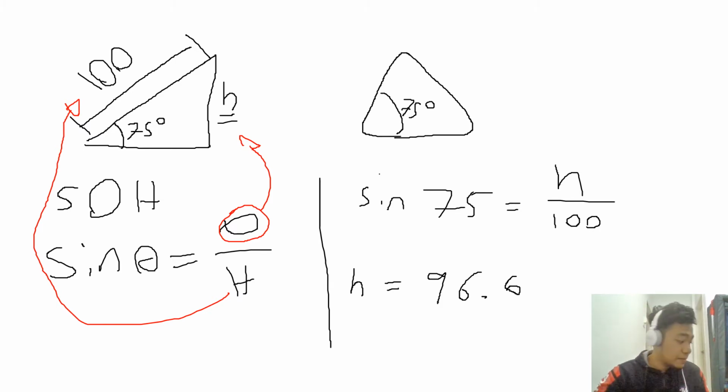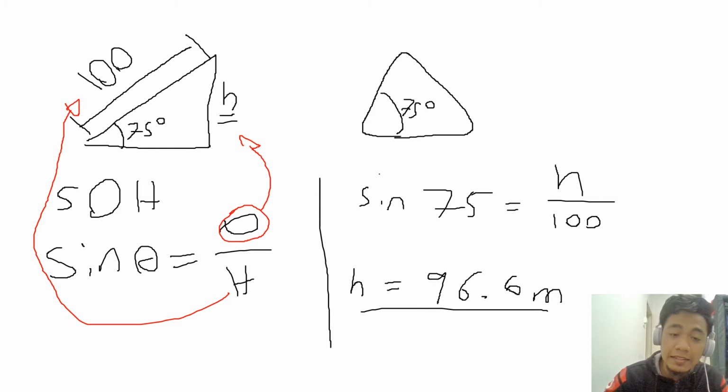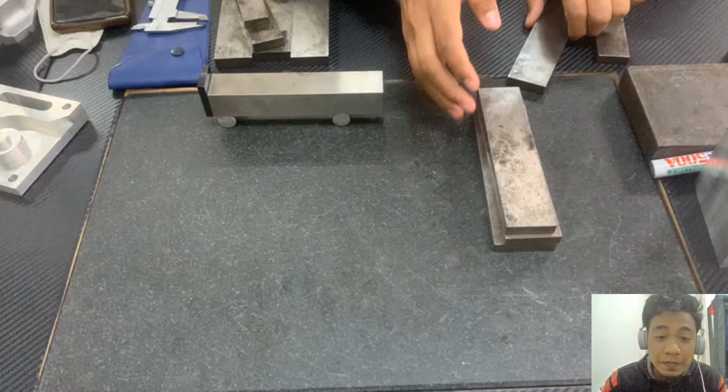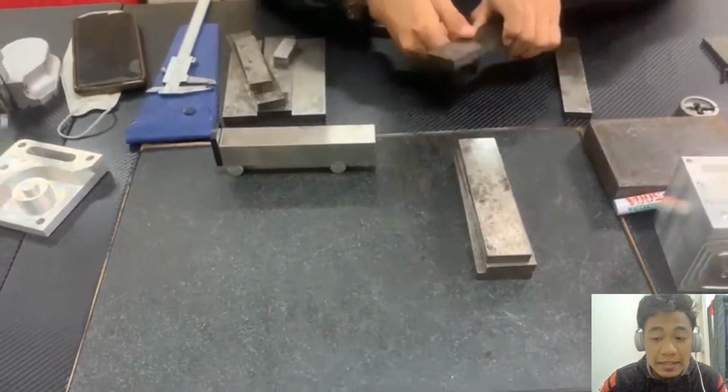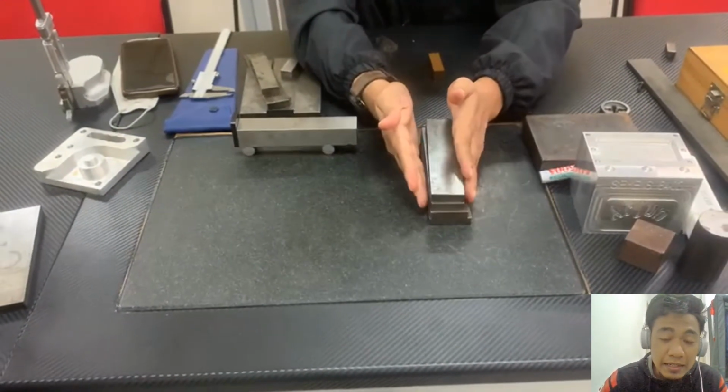Let me calculate that for a second to check if it's correct. Sine 75 times 100 gives 96.6. Alright, that's correct. So the height we get is 96.6 mm. We know the height already, so we proceed to the next slide.